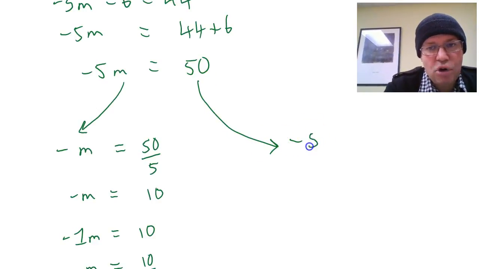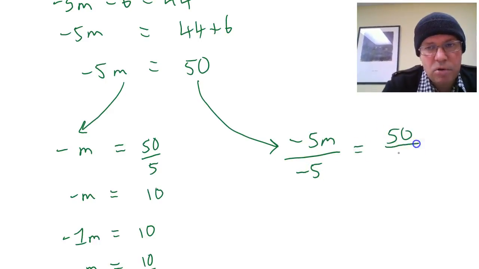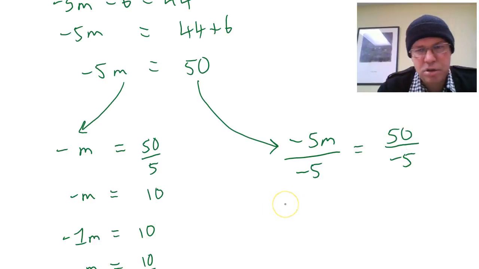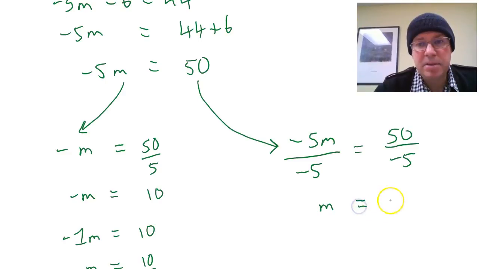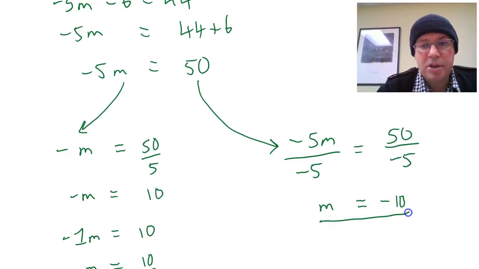Now, if I divide, I'll show all the working this time. If I divide both sides by minus 5, showing all the working, putting it in there, you might not choose to do that, that's fine. Then clearly minus 5 divided by minus 5 cancels, leaving me with a 1. So on the left-hand side, I'm left with a 1m. And I don't need to write the 1 in there because we know that m is just 1m. And then 50 divided by minus 5 is minus 10, and I've got the correct answer.